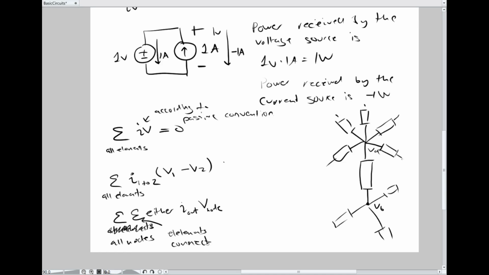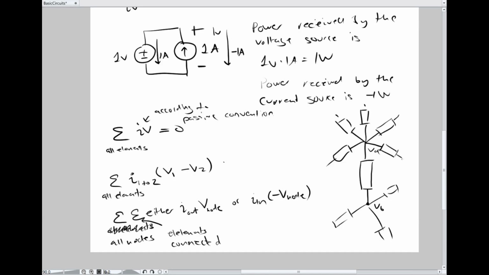Man, you must be so lost. I'm not lost though. Of either I out coming out into that element from the node times the node voltage, or I in, the current coming in from that element, times minus that node voltage. So the sum over all nodes of all elements connected to that node of one of two things: I out times the node voltage, or I in times minus the node voltage.